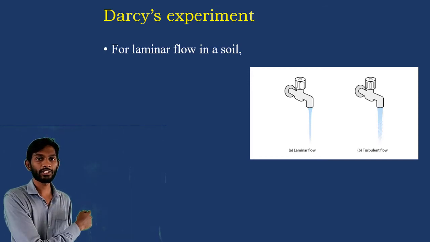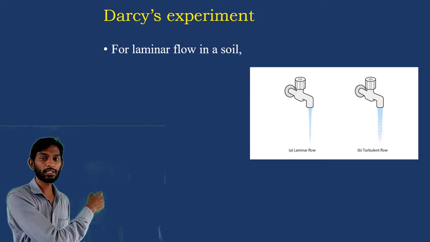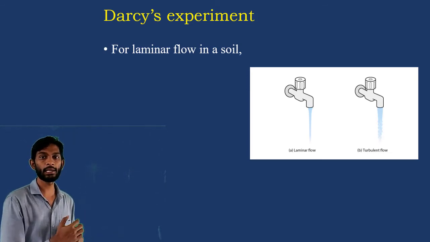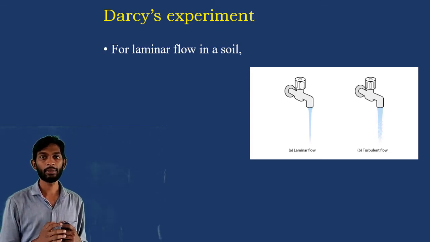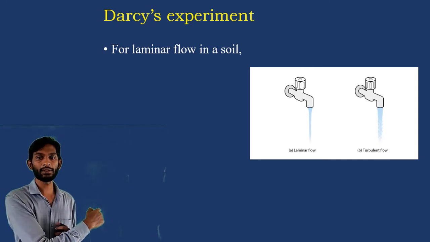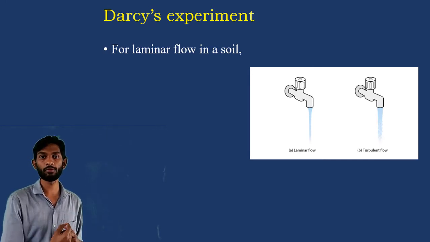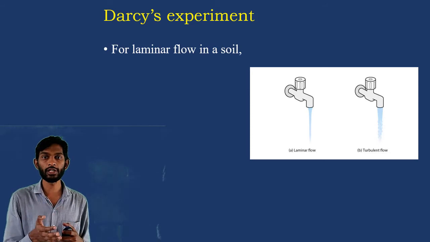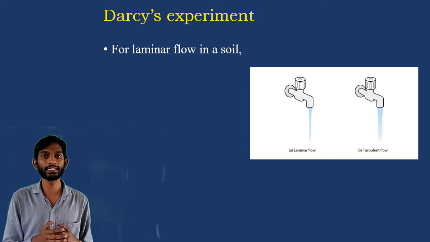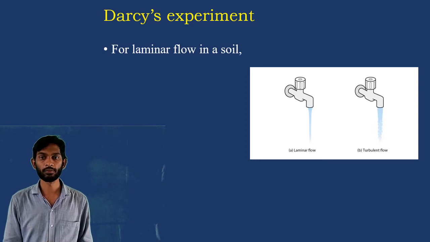So as you can see here, in the first tap, the water is flowing continuously in a single path, that is called laminar flow. Whereas in the second tap, the water is flowing here, but the problem is the water is not flowing in a straight way, it is flowing in a zigzag way. So such kind of flow is called turbulent flow.